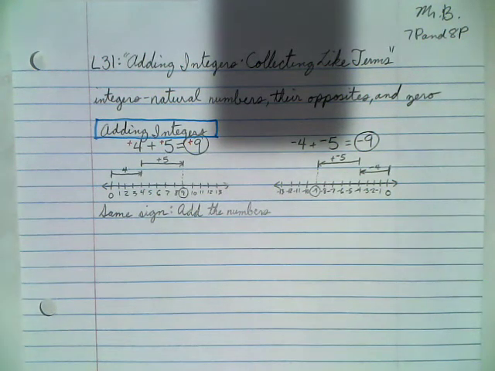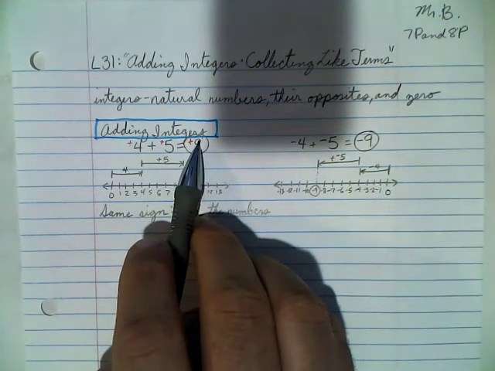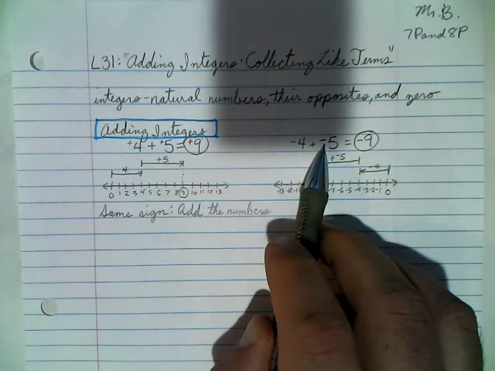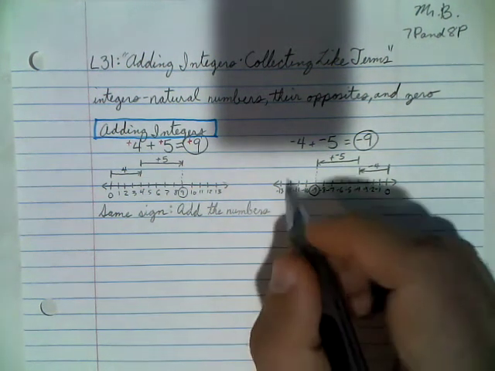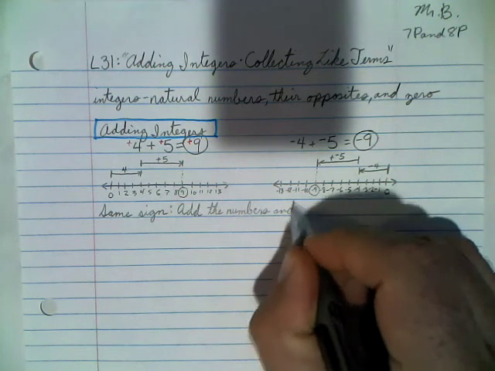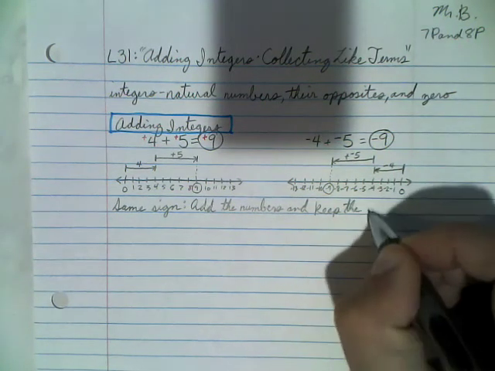Now, that's not all we have to worry about. We also have to worry about the sign of the answer. So we got the number of the answer, but what about the sign of the answer? Well, if they were both positive, the answer is positive. If they were both negative, the answer is negative. So we're going to add the numbers and keep the sign.